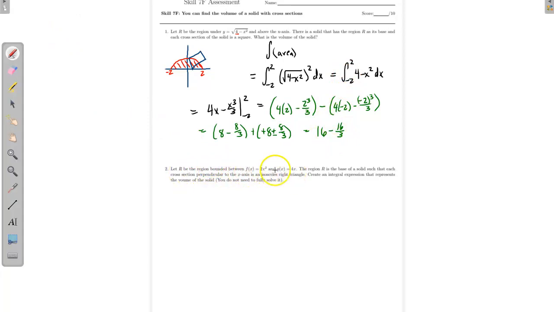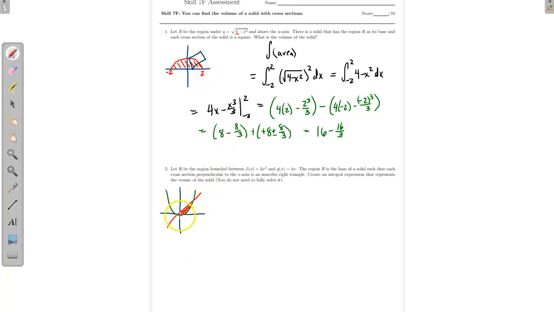Next problem, we have a region bounded by these two, and the base of a solid, so use an isosceles right triangle. Okay, so we don't need to fully solve this just because the numbers aren't going to work out nice. It's going to be some really nasty antiderivatives and plugging in all this stuff. So we just want to create the integral expression. So let's just look at what we have. We have 2x squared, which is a parabola. We have 4x, which is a line. And we get this area in here.